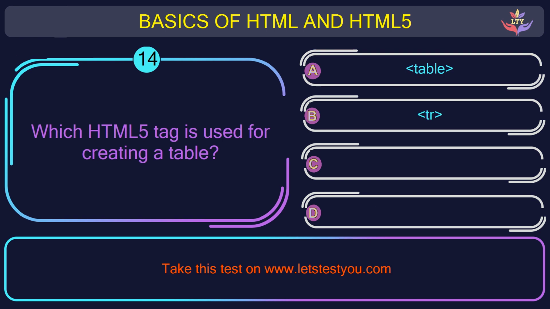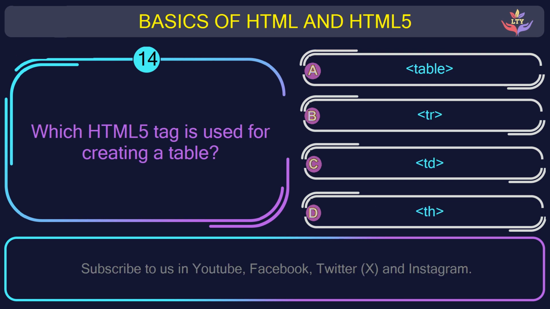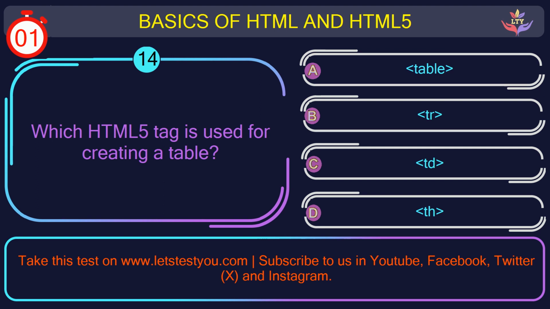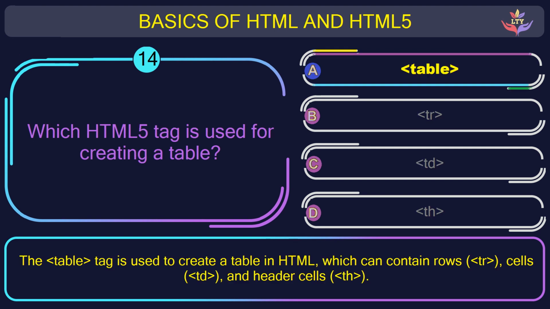Question number 14. Which HTML5 tag is used for creating a table? The correct answer is option A. Table. The table tag is used to create a table in HTML, which can contain rows, tr, cells, td, and header cells, th.